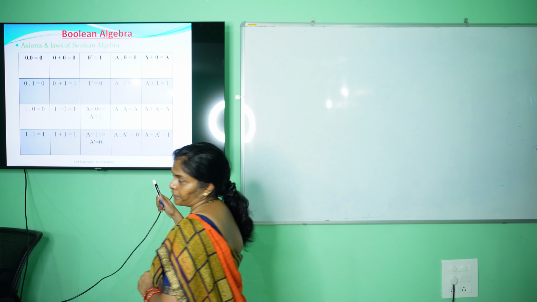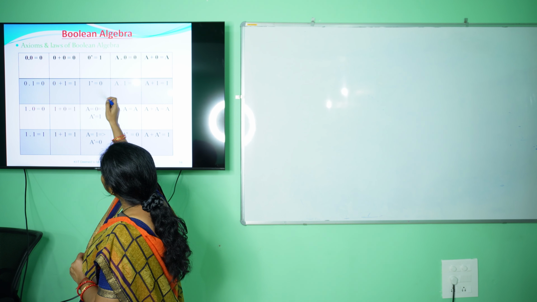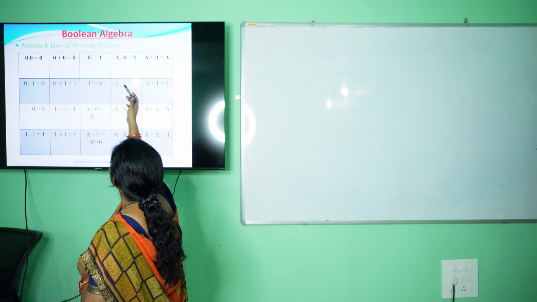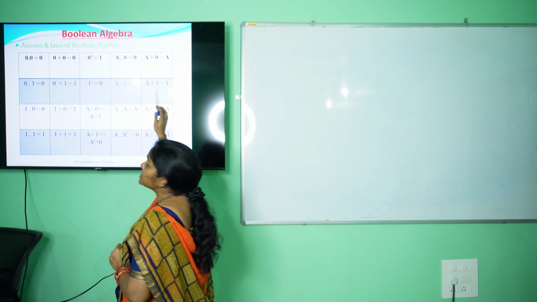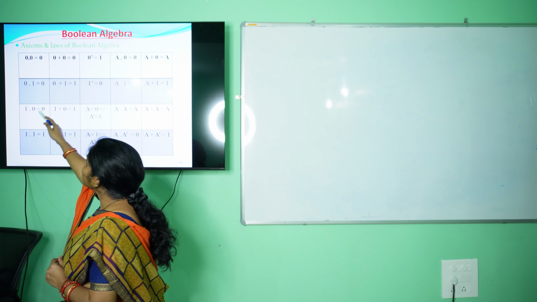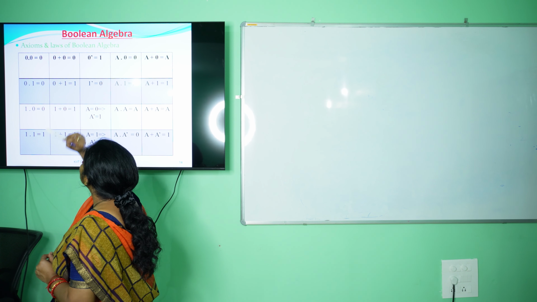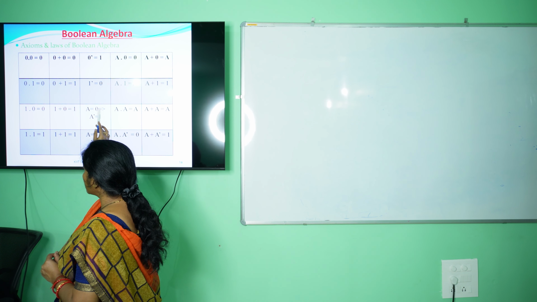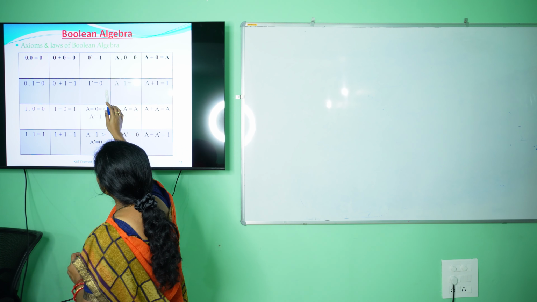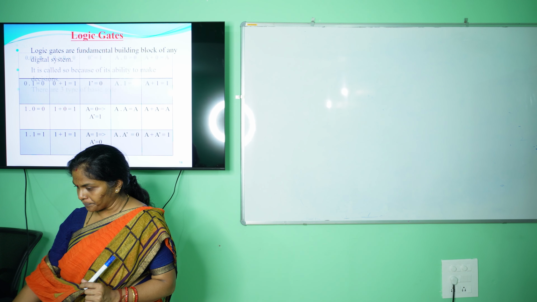What are the laws? If 0 dot 0, then it will be 0. 0 plus 0 is treated as 0. 0 dash, that means the complementary form, is 1. A dot 0, something multiplied by 0, the result will be 0. And A plus 0, if something is added with 0, then the result will be that variable A. If anything is multiplied with 0, then the result will be 0. And 1 dot 1 is treated as 1. Similarly 0 plus 0 is 0, 0 plus 1 is 1, 1 plus 0 is 1 and 1 plus 1 is 1. And 0 complement is 1, 1 complement is 0. So these are the Boolean algebra and its laws.